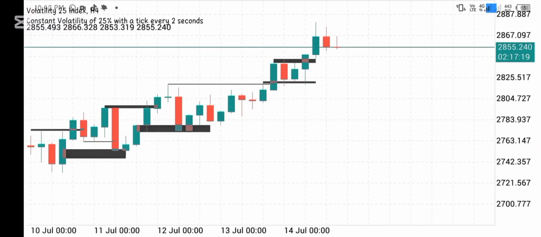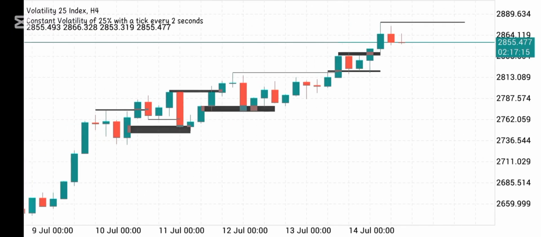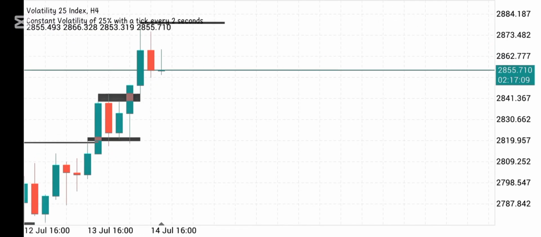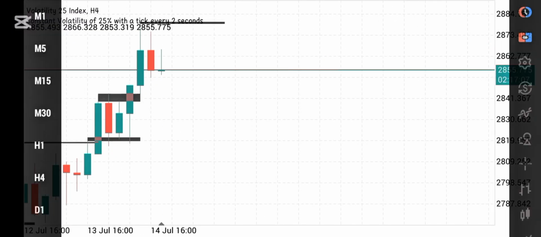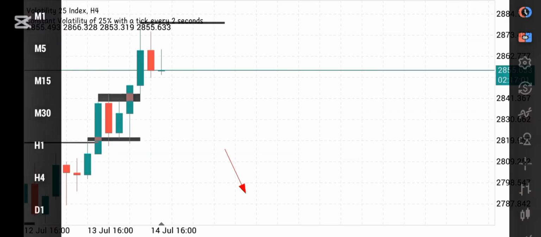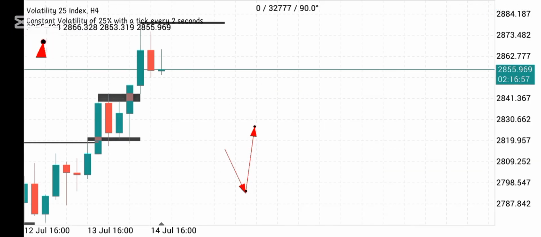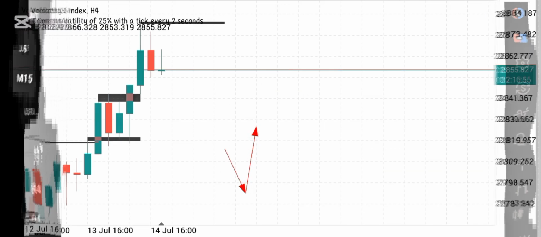So now the question is, if I have an idea of what is happening on the 4 hours time frame, what do I need to do? Now let's assume that this is how your 1 hour time frame looks like. You have a 1 hour time frame structure like this.